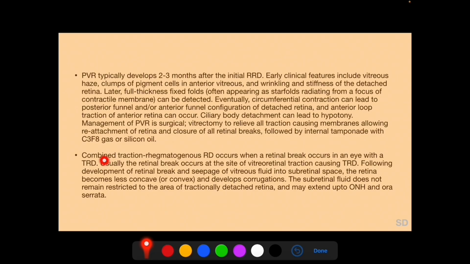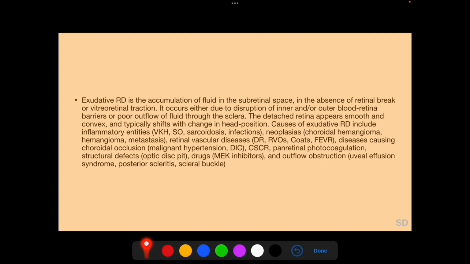Combined traction rhegmatogenous retinal detachment occurs when a retinal break develops in an eye with a traction retinal detachment. Usually the retinal break occurs at the site of vitreoretinal traction causing the traction retinal detachment. Following development of retinal break and seepage of vitreous fluid into subretinal space, the retina becomes less concave or convex and develops corrugations. The subretinal fluid does not remain restricted to the area of tractionally detached retina and may extend up to optic nerve head and ora serrata.